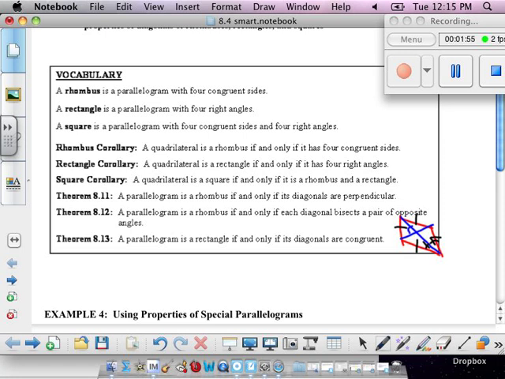Okay? A parallelogram is a rectangle if and only if its diagonals are congruent. So if we've got a rectangle, we know we have 4 right angles. We know opposite sides are congruent. That's part of a parallelogram. All of these opposite sides have to be congruent. But we know their diagonals, the whole things, are equal to each other.